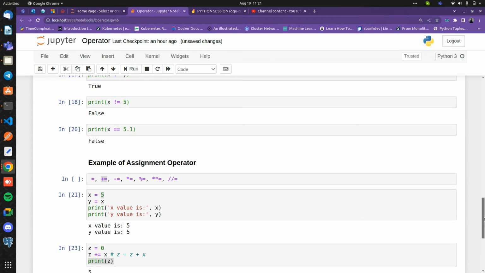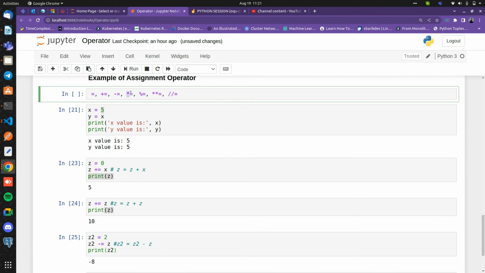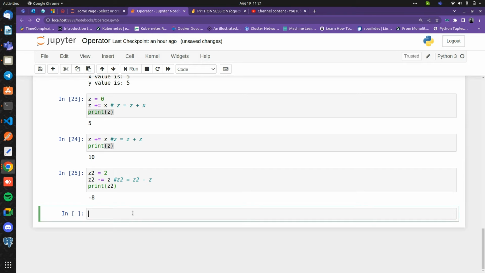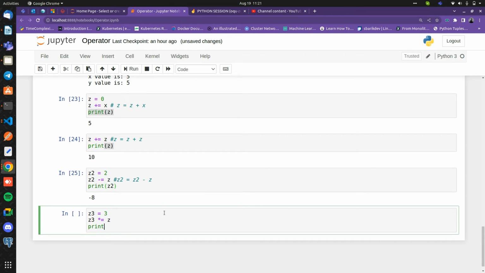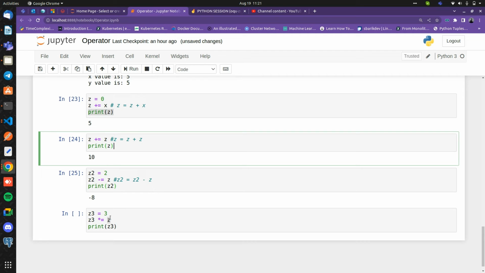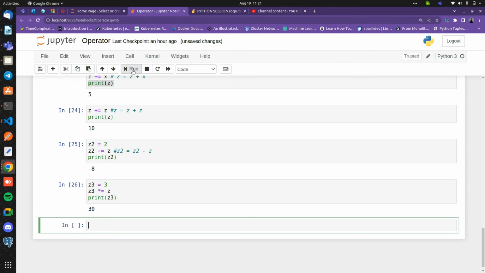Same is like this if I do multiply equal to. Say for example, Z3 equal to, let's say, 3. And what I'm going to do is Z3 multiply equal to Z and print Z3. It will give me the output: Z3 is my 3 and then Z, that means Z3 into Z. The Z value is here 10, and 3 into 10 will give me the output 30.